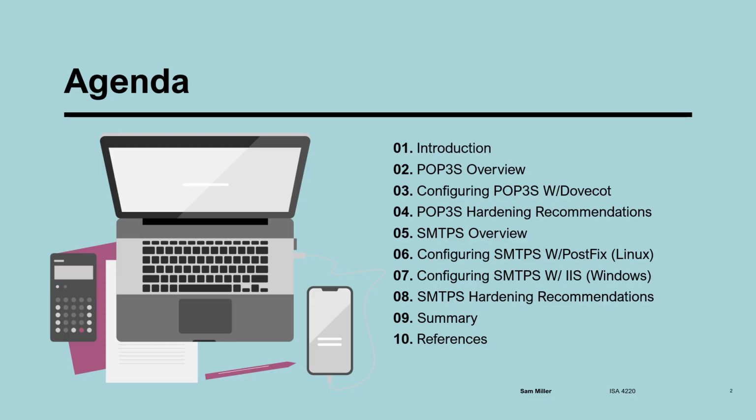So let's cover the agenda of what's going to be talked about today. We'll begin with POP3S, what it is, how to configure it with Dovecot, how to harden it, and then we are going to move on to SMTPS, looking at both Linux Postfix and Windows IIS setups, followed by hardening recommendations. And finally, we are going to wrap up with some summary and references of what was used in the context of research.